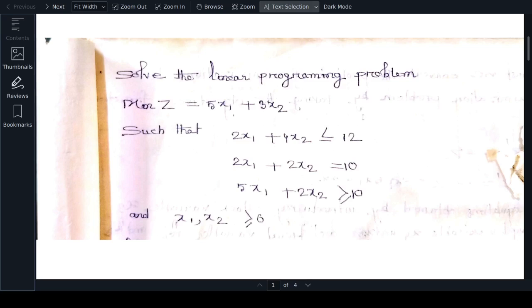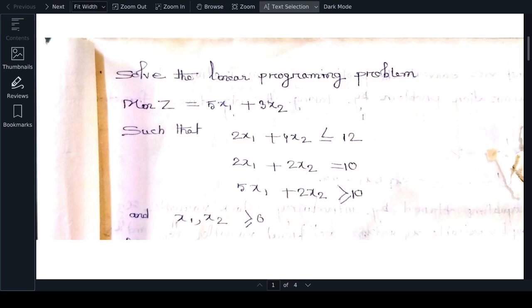And you see these three constant parts: 12, 10, again 10. So these are positive, so no problem. Okay, if negative, then first you make it into positive.